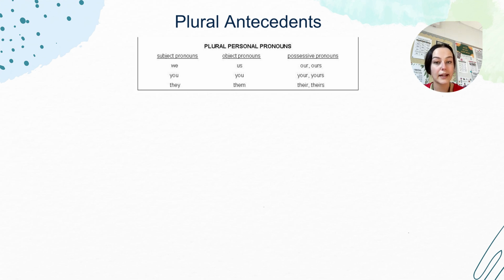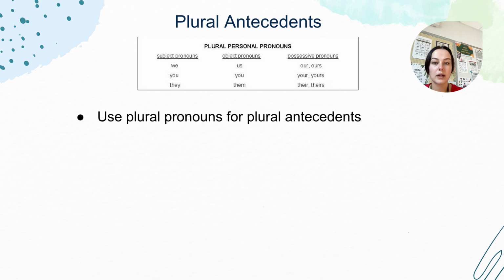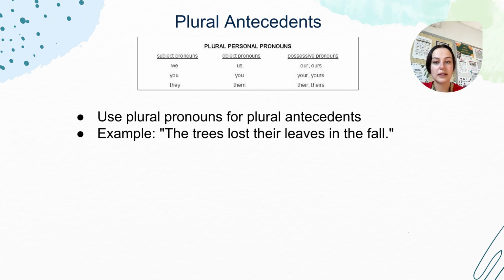Moving on to plural antecedents, we have several different plural pronouns which you may see and use, but we're going to apply the same rule that we did for singular antecedents, okay? You need to use plural pronouns for plural antecedents. So, the trees, this is no longer singular. The trees is multiple, meaning it's plural. Therefore, the pronoun that is used is there, which is a plural pronoun.